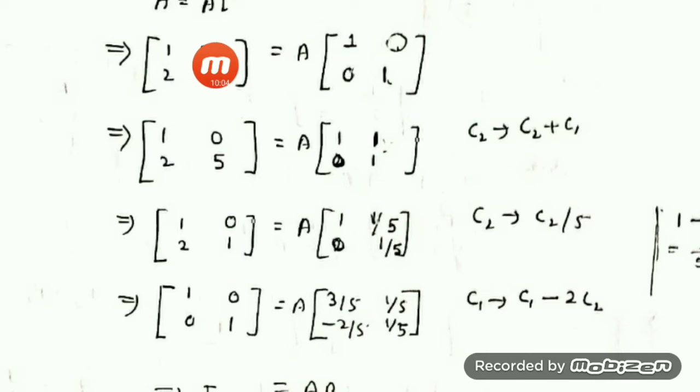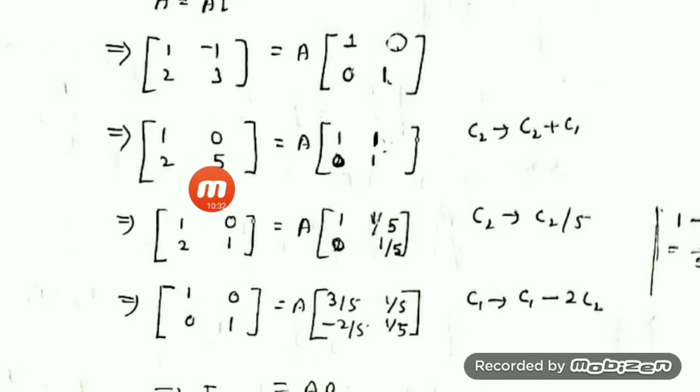Column 2 is present, so you have to replace column 2 by using column 1. Here what I wrote is: column 2 is replaced by column 2 plus 1 into column 1. So let us do it now. -1 plus 1 is 0, 3 plus 2 is 5, 0 plus 1 is 1, 1 plus 0 is 1. So this is completed.